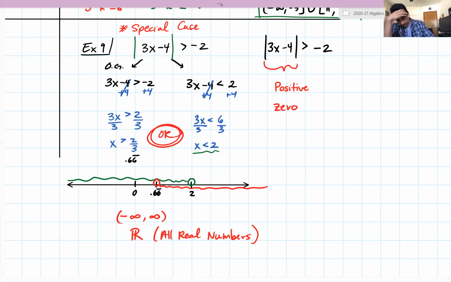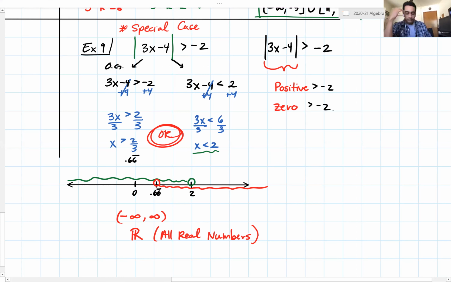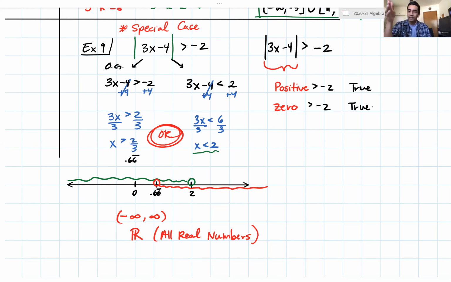And then in either case, would you say that both of those are true? Yeah, right. A positive number is always greater than negative 2, and 0 is always greater than negative 2. So when the only scenarios are a positive number and 0, then in this case, it's always true, right? No matter what number you plug in for x, you're going to get either 0 or a positive number. And in either case, because those are true statements, any number works, right? Any number would work for x.